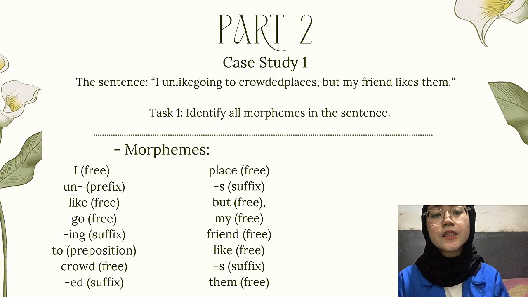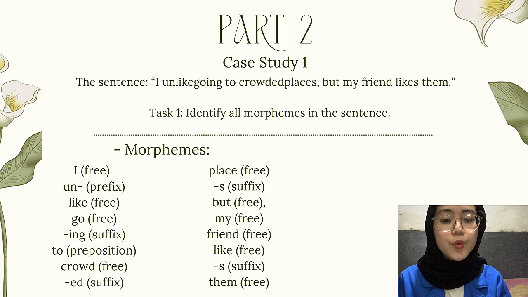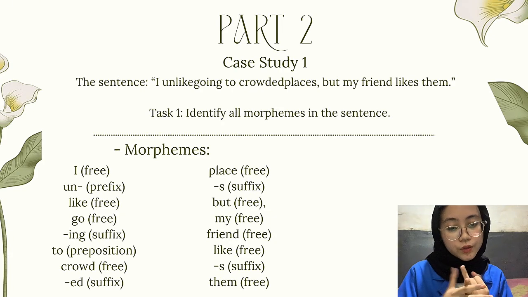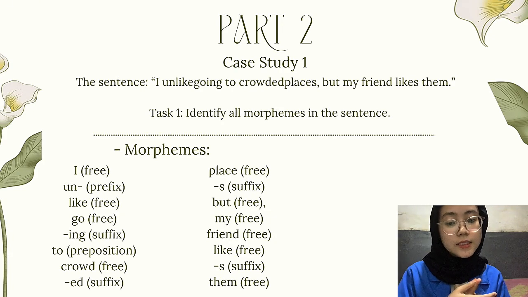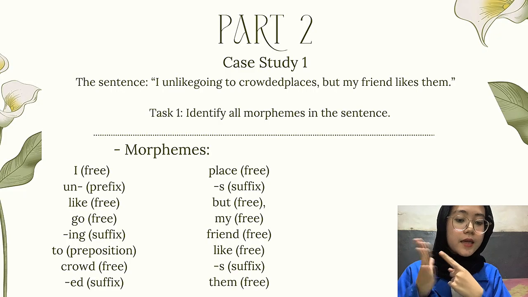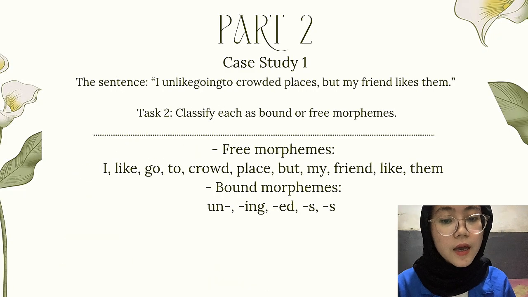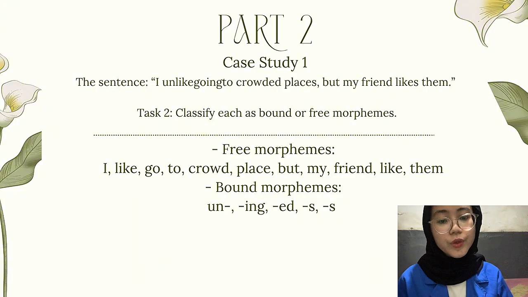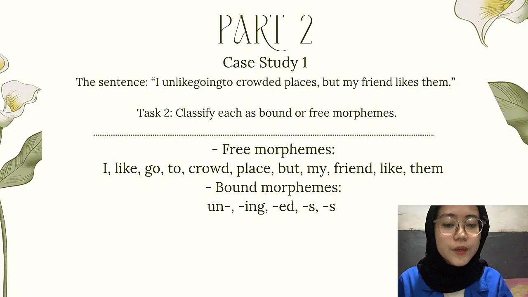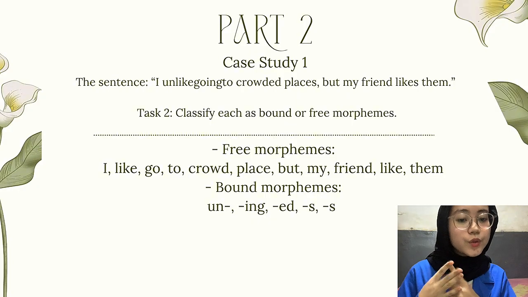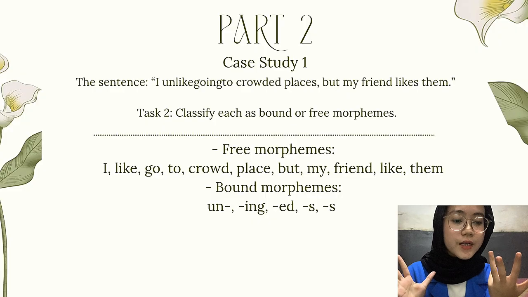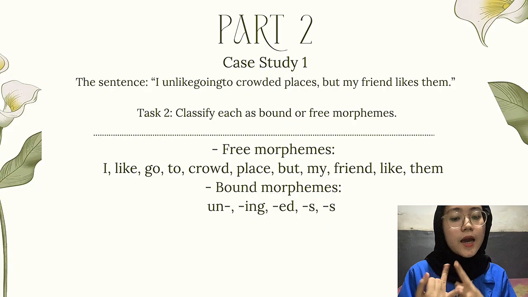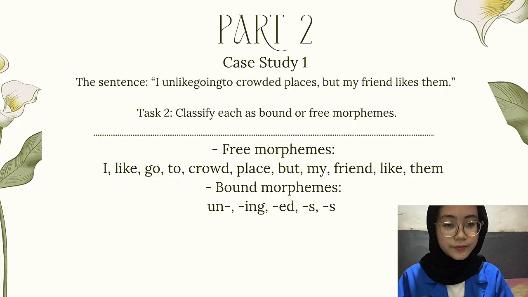So task 1 is to identify all morphemes in the sentence. So we have the morphemes I, un, like, go, ing, to, crowd, ed, place, s, but, my, friend, like, s, them. And task 2 is to classify each as a bound or free morpheme. So if we break it down, we can find both free and bound morphemes here. The free morphemes are I, like, go, to, crowd, place, but, my, friend, like, them. So those are the free morphemes. And the bound morphemes are un, ing, ed, s, and s.